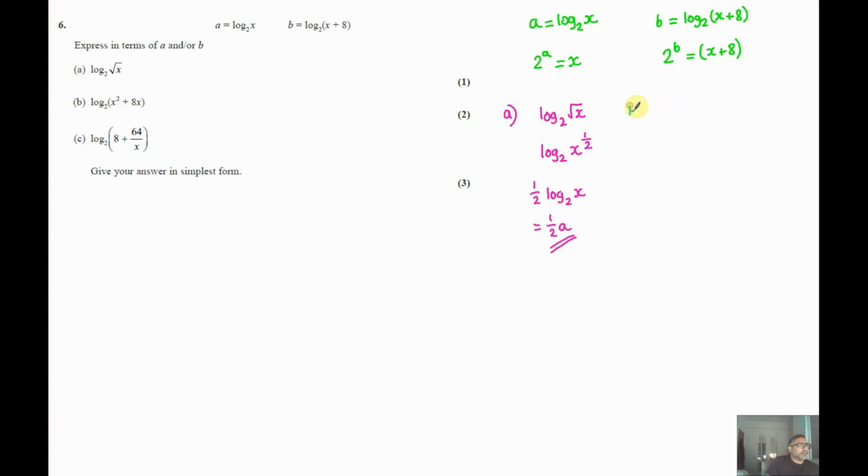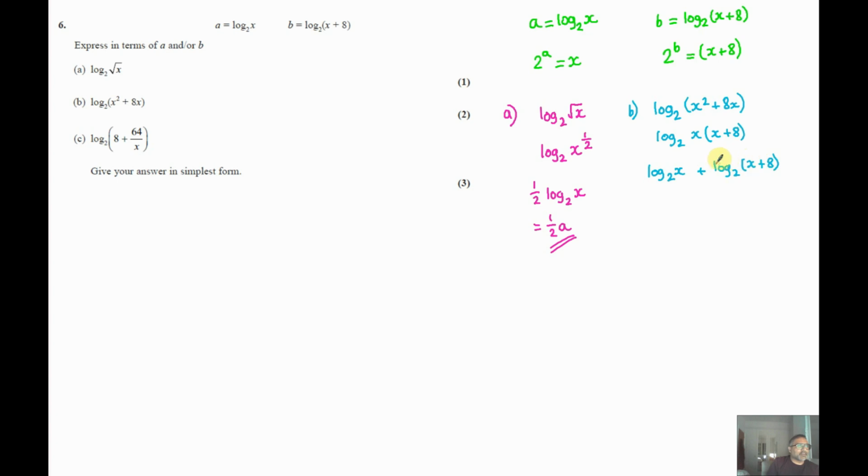Similarly for part B, this time I want log to base 2 of x squared plus 8x. Let's factorize that out. So we get log to base 2 of x times x plus 8. Now again, using the multiplying laws, if two terms are being multiplied inside a log, it can be rewritten as the logs added together. So I can rewrite that as log to base 2 of x plus log to base 2 of x plus 8.